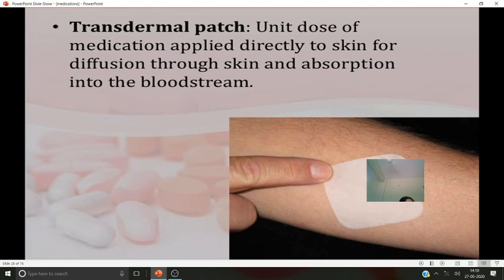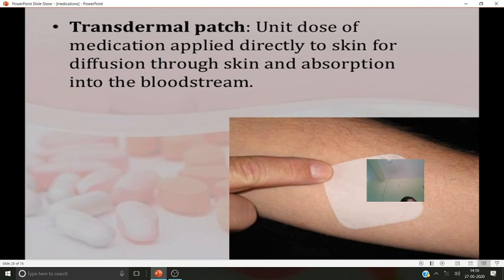Then coming to the pill. It is a single dose unit made by mixing the powder drug with a liquid such as syrup and rolling the mixture into a round or oval shape. Okay, these days a pill can be formed like a tablet as well as a capsule. Okay.